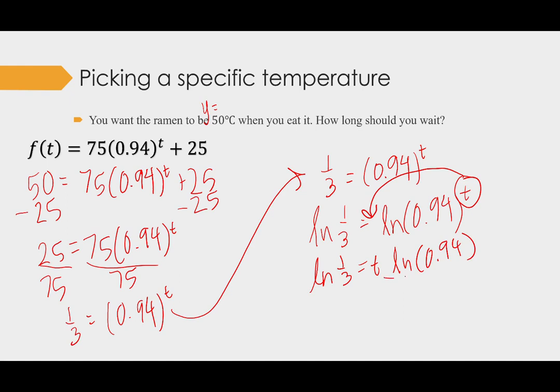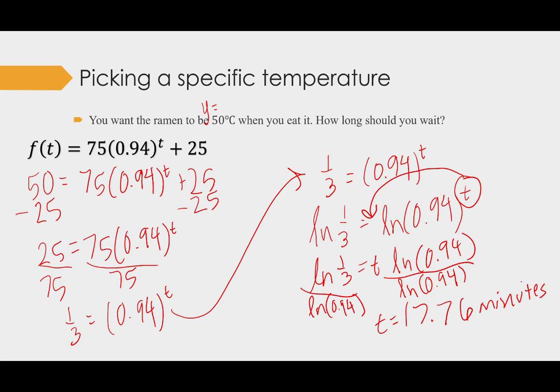And we have just the constant times t, so we'll divide. We'll subtract and then divide. Plug that all in your calculator and you get t equals 17 point, I'm going to round that to 76. So after about 17, almost 18 minutes, then your ramen will be ready to eat. You can wait that long. I don't think I can wait that long for ramen. But it'll be 50 degrees at that time.